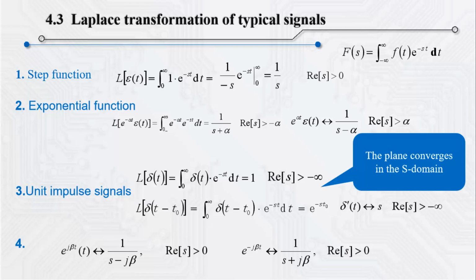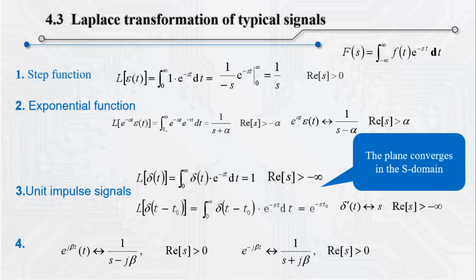When sigma is greater than 0, F(s) is equal to 1 over s. That is, the Laplace transformation of epsilon t is 1 over s. The convergence domain is sigma greater than 0.